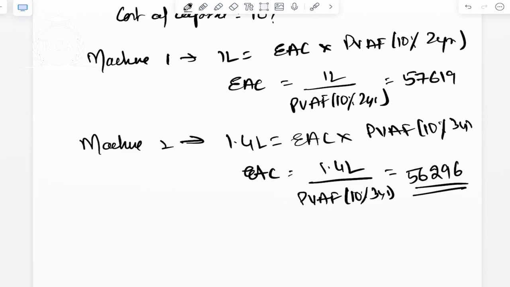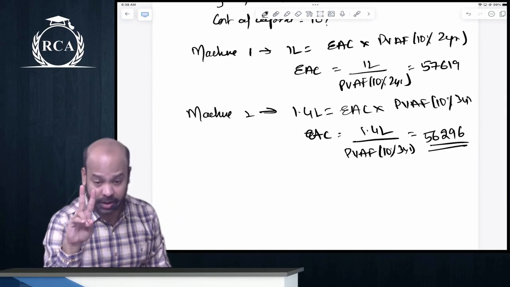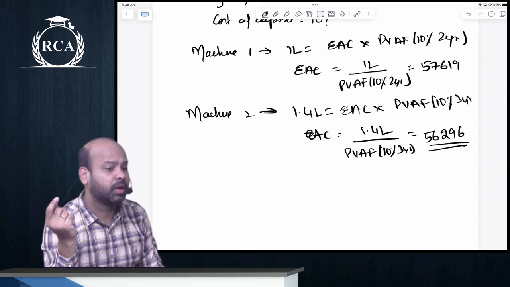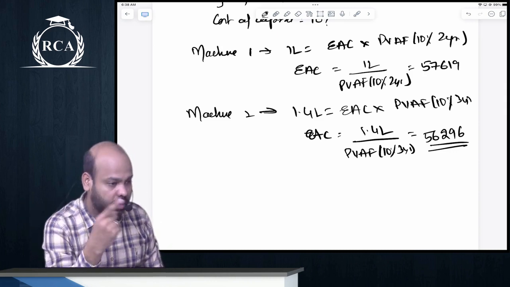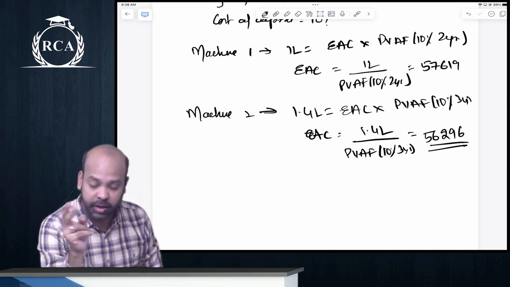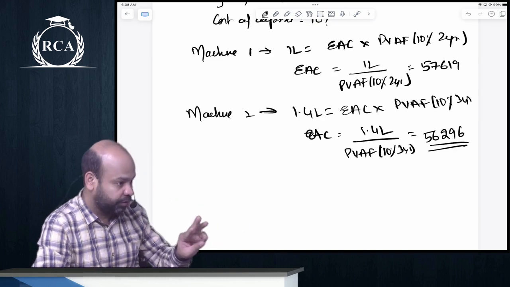So is there any other way of evaluating a recurring decision? We've learned two techniques at CA Inter level, though we never use the other technique. Equating lives is another way of evaluating a decision. Machine 1 has a life of 2 years. Machine 2 has a life of 3 years.